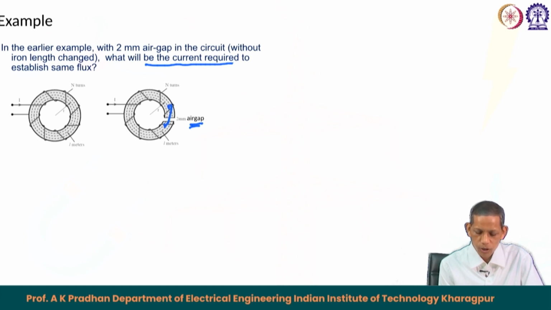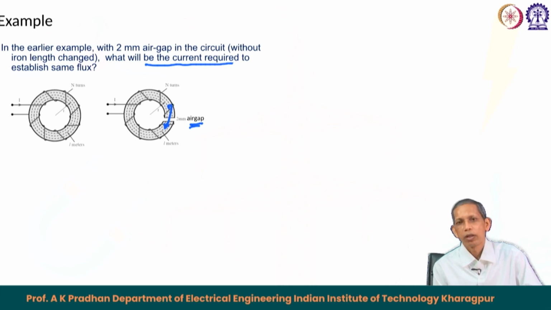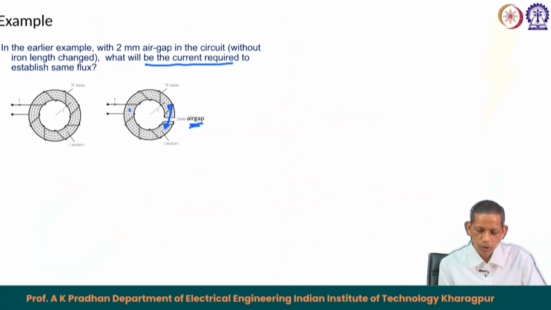The flux which traverses the core path and also crosses the air gap will be 0.1 milliweber. To maintain the 0.1 milliweber, what will be the corresponding current? We have to find out. So, again we will apply the two methods. Method 1 is using the HL formula, Ni equals to HL.